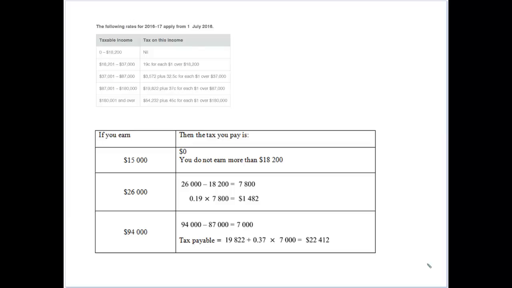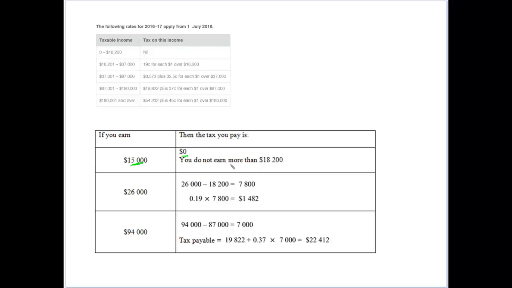So let's have a look at how we apply this tax table to the actual numbers that you might earn and how it's actually calculated. So the first one we'll take a pretty simple example. If you earned $15,000, what tax would you pay? You'd pay no tax at all. You don't have to pay any tax at all to the government.